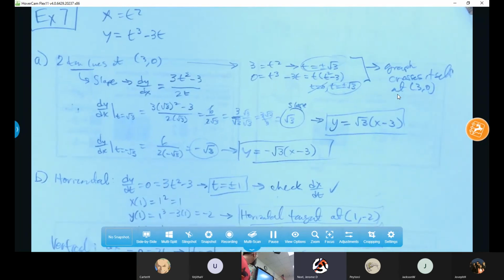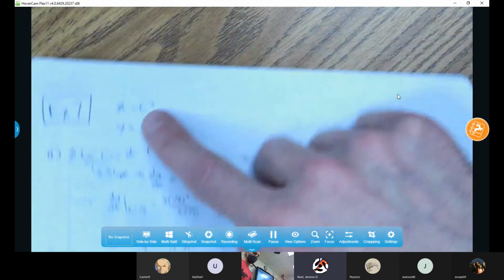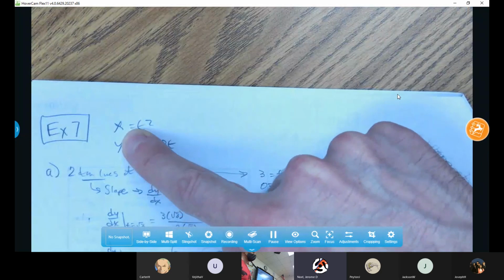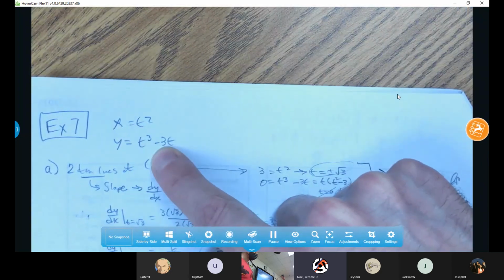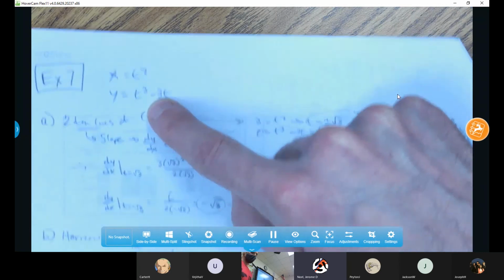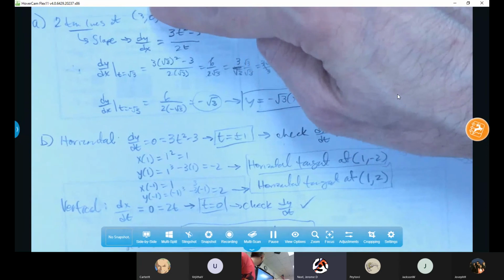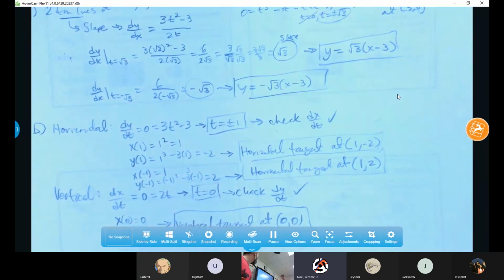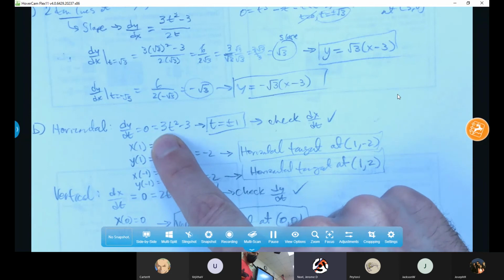All right. Now, if you don't eliminate the parameter, finding horizontal and vertical tangent lines is pretty easy, because all you got to do is take the derivative of this one and set it equal to 0 for verticals. Take the derivative of this one, set it equal to 0 for horizontals, and just make sure they're not the same, so we don't get 0 over 0. What would you have to do if you got 0 over 0? You'd have to do L'Hopital's rule. Yeah.